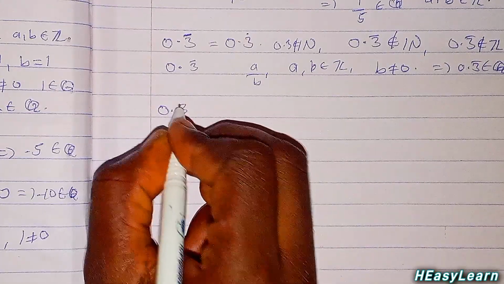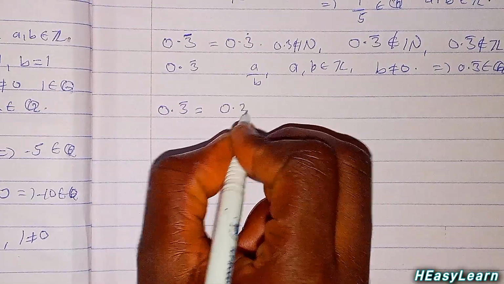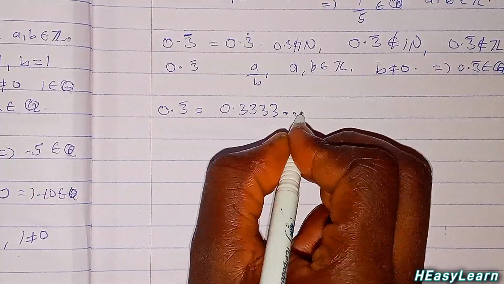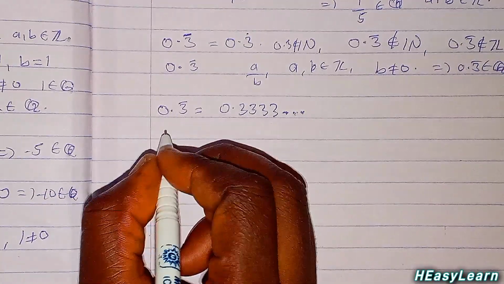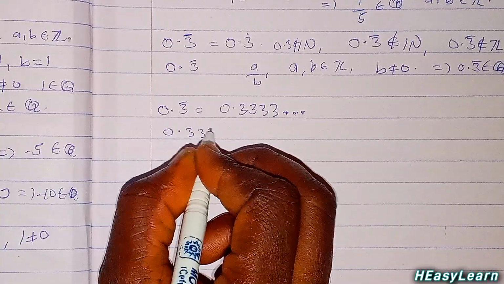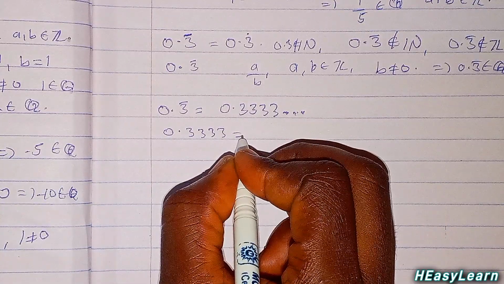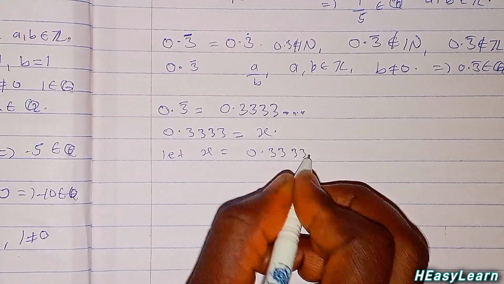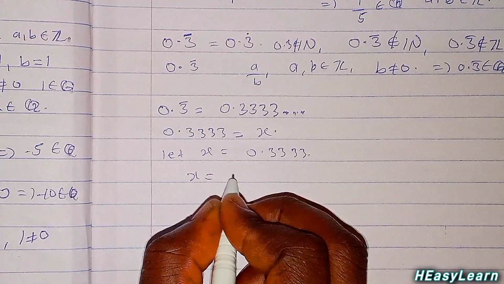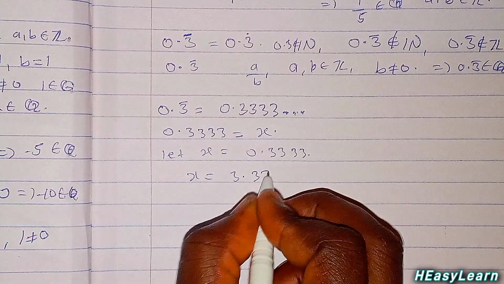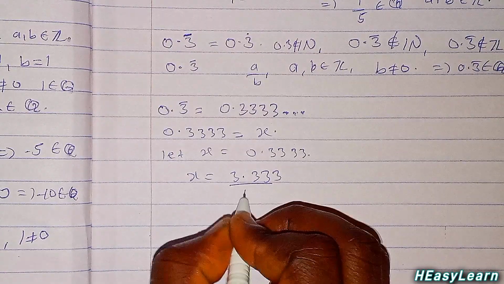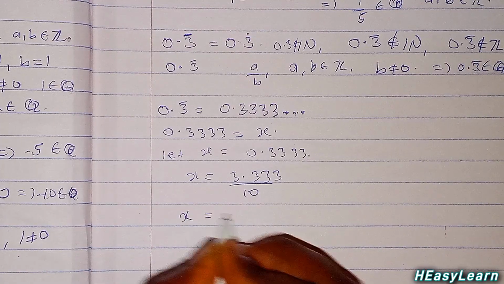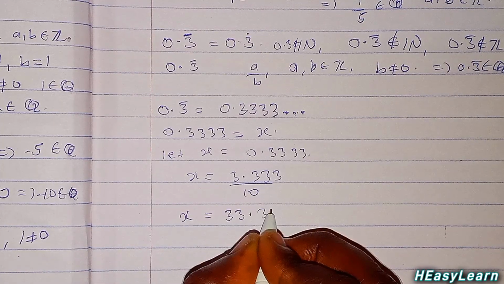What is the meaning of 0.3 bar? This is 0.3, then 3 keeps on repeating. So let's assign x equal to 0.333 repeating. So x is the same thing as 3.33 divided by 10, if you shift the point once.